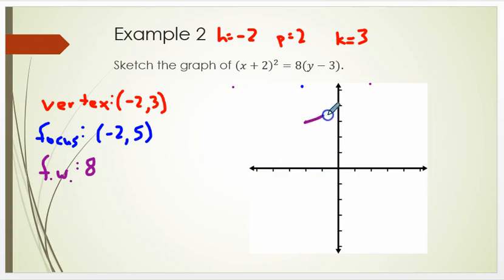Then I need to go from the vertex and just touch through those focal width points that I made. So remember, the idea is that the graph doesn't actually touch the focus. The focus is just an important piece of the graph in terms of shaping where the parabola is going. It's going to go around and towards that focus, but it doesn't actually touch it.